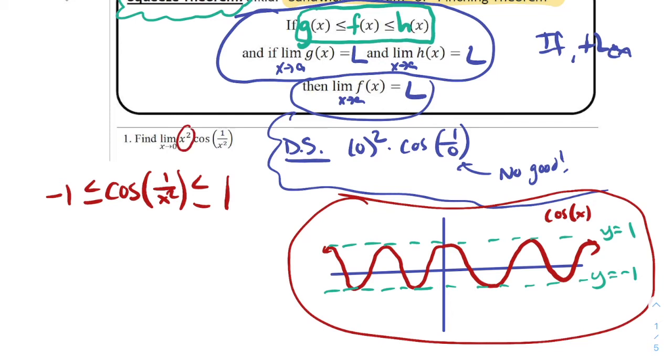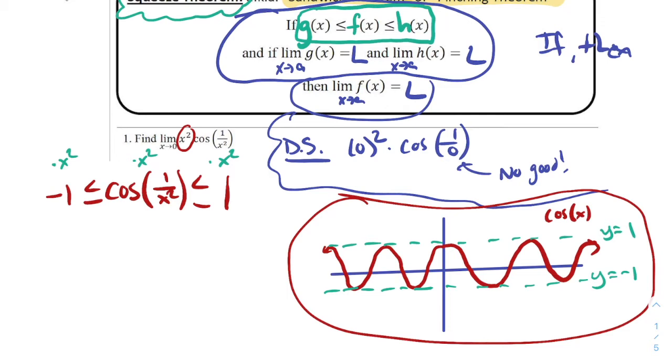It needs an x squared. So what I'm going to do is I'm going to say, okay, well, let's take this inequality that we've got, and I'm going to multiply by x squared in each part of the inequality. If we're going to keep that inequality balanced, we need to multiply in each of those three parts.